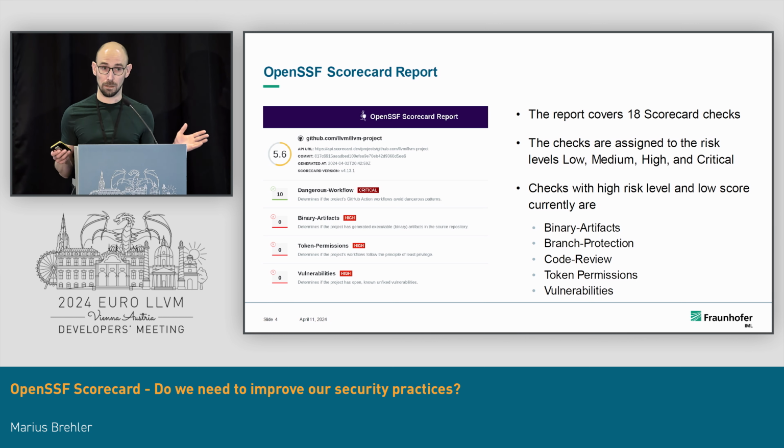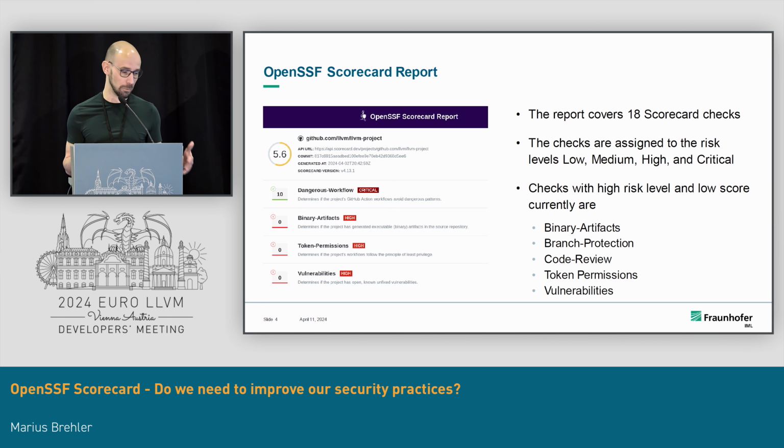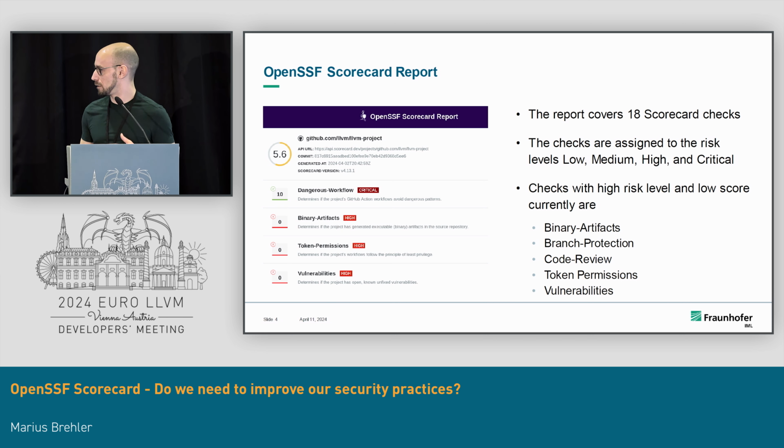Gladly, we don't have any critical issues in there, like dangerous workflows. But we have a few checks with high risk level and quite a low score, like binary artifacts, token permissions, vulnerabilities. So maybe we should take a closer look. I won't go over all of this, but there are some things we can definitely do.